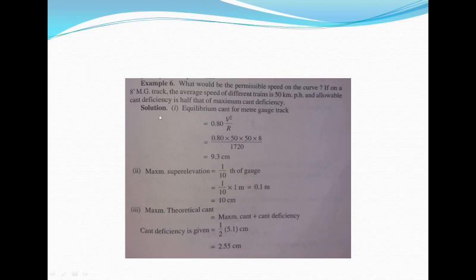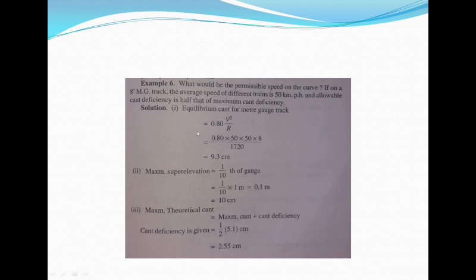I have taken an example of problem number 6 in your textbook, that is Arora and Saxena. What would be the permissible speed on the curve if on an 8-degree meter gauge track the average speed of the different trains is 50 kmph and the allowable cant deficiency is half that of the maximum cant deficiency? Some conditions have been given to us. What we have to do here is calculate the maximum permissible speed on a curve.